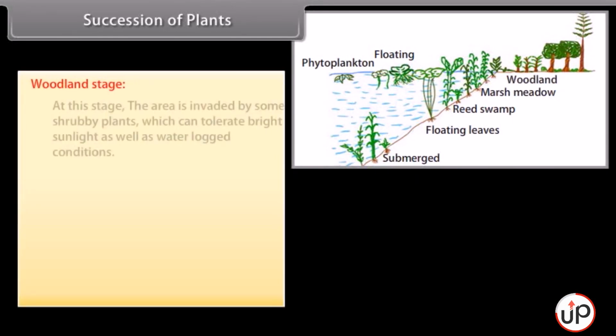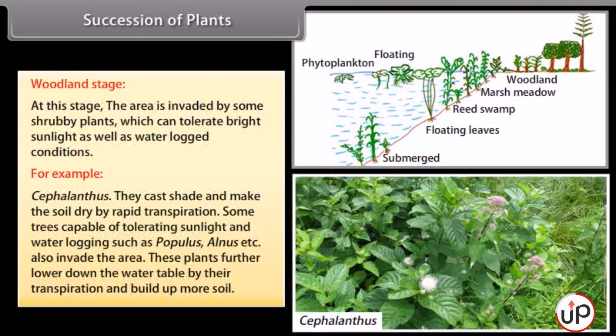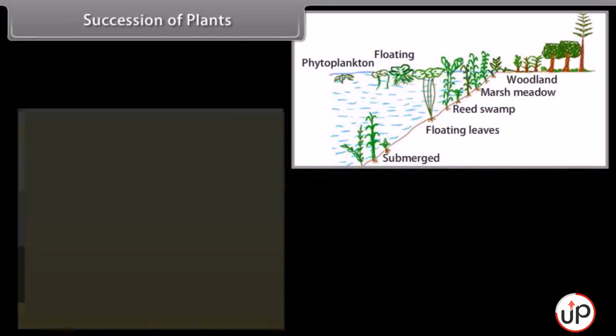Woodland stage: at this stage, the area is invaded by some shrubby plants which can tolerate bright sunlight as well as waterlogged conditions, for example, Cephalanthus. They cast shade and make the soil dry by rapid transpiration. Some trees capable of tolerating sunlight and waterlogging, such as Populus, Alnus, etc. also invade the area. These plants further lower down the water table by their transpiration and build up more soil.